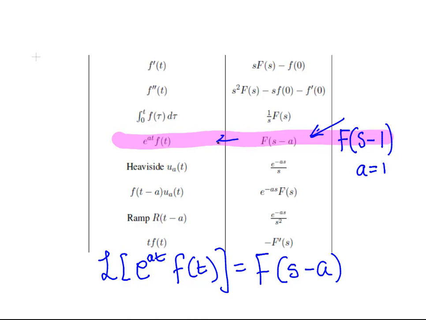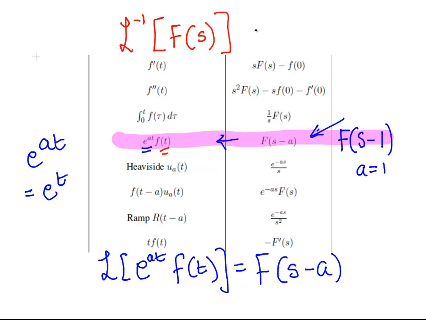Now, what I'm going to do is find the inverse Laplace transform of that, which is e to the power of at. Well, a is going to be 1, so this is e to the power of t. But the other part is f of t. And what is f of t? Well, the inverse Laplace transform of F of s is f of t. Now, what we have is F of s minus 1. We don't have F of s just yet.